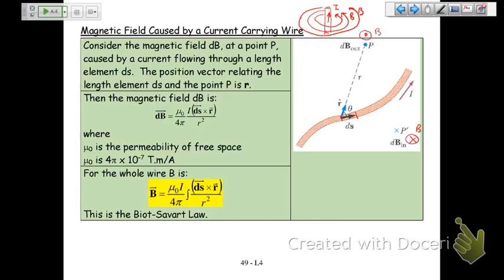And, okay. So we say, consider a magnetic field, little bit of magnetic field, dB at point P caused by a current flowing through a length of wire ds. The position vector relating the length element ds to the point P is r. So that should be position vector. Oh, so that should be r hat. And can you correct this, please? That's a mistake. That should be r hat. Okay. And down here again, that should be r hat.